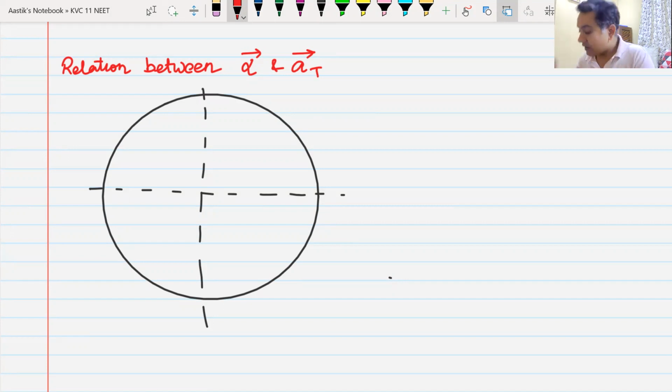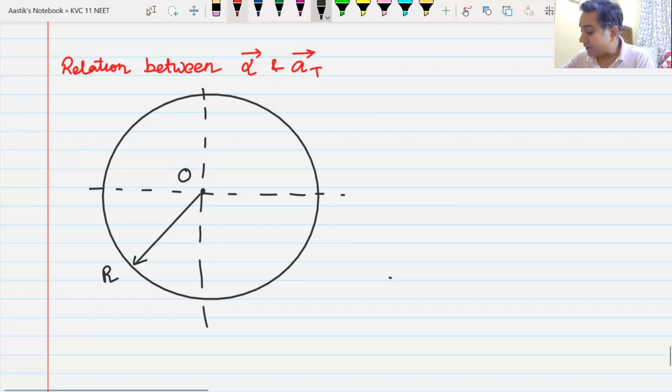Okay. Again, I draw the same thing. I have an origin O. I have the radius of the circle as R. I have a particle here. It is moving with some velocity. Let us talk about the acceleration. It has a tangential acceleration of AT. Remember, I told you about three types of acceleration: tangential, radial. Do we remember this? Tangential, radial, tangential, normal. This is tangential acceleration. The tangential acceleration is like this.